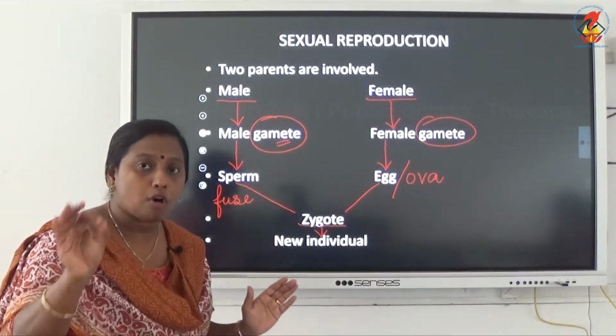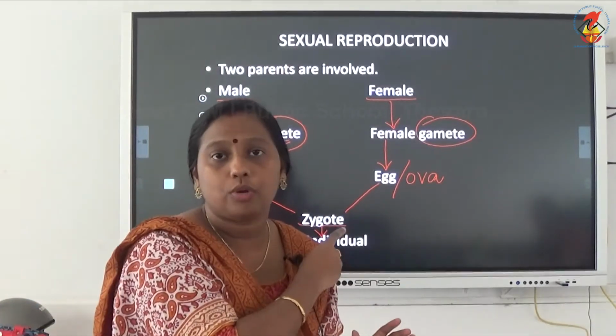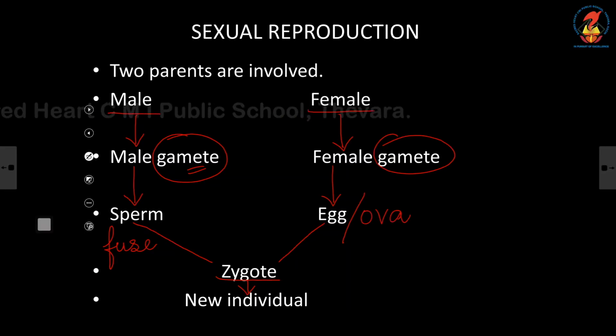If you want, you can pause this video and write it down in your textbook. Okay, so this is the whole process of sexual reproduction. This is very important. The whole chapter is based on this topic. The whole topic called sexual reproduction is based on this slide only. Now we are going to see in detail about each of these processes.